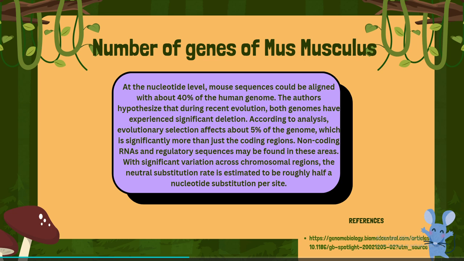Non-coding RNAs and regulatory sequences may be found in these areas, with significant variation across chromosomal regions. The neutral substitution rate is estimated to be roughly one nucleotide substitution per site.